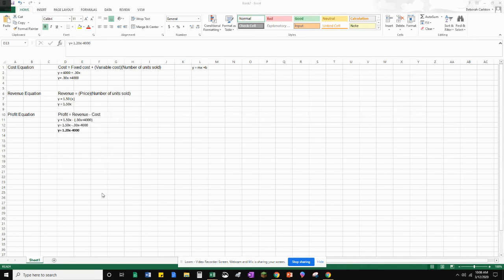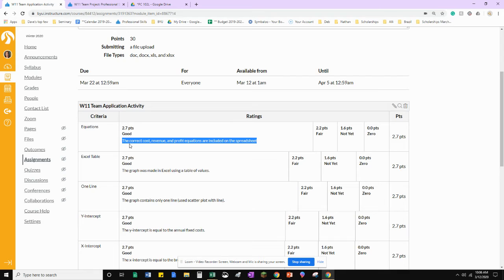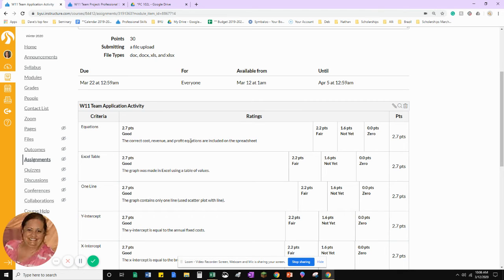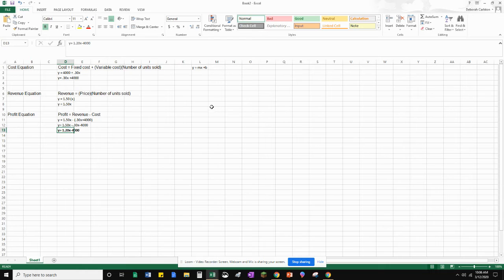So now I go back and I look at my rubric. I have all the correct cost, revenue, and profit equations. So I have all of them on my spreadsheet. And now I'm going to make a graph using a table of values. So I'm going to have my X and my Y value here. And with X, I always like to start with 0. And with Y, I'm going to input this equation right here. So I would type equals 1.20 times, so an asterisk, and then I click on the x value, and then I do minus 4,000, enter.